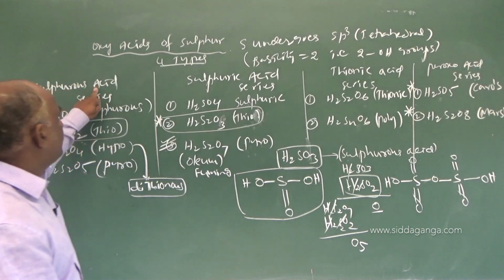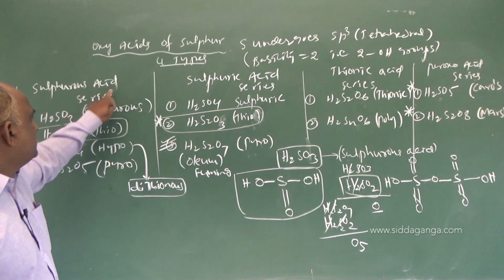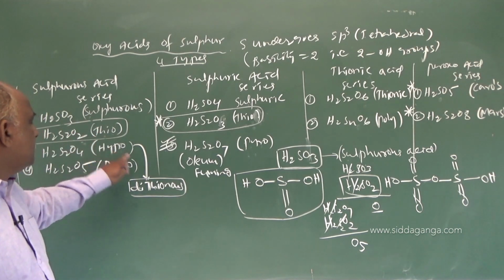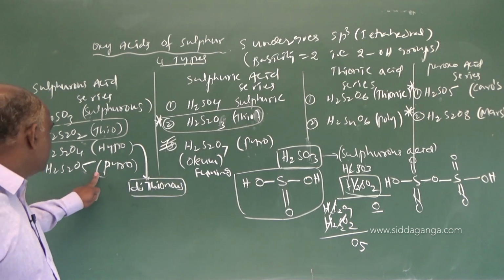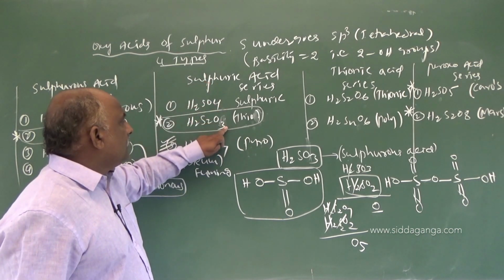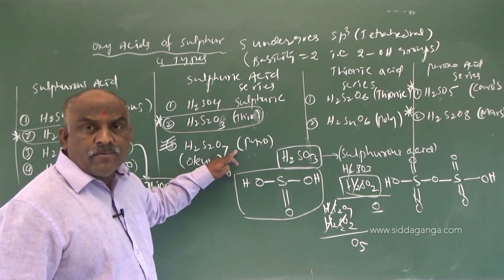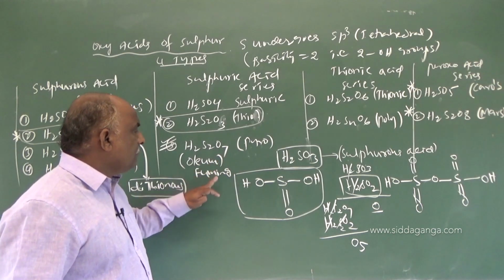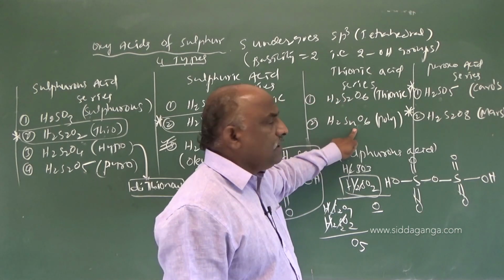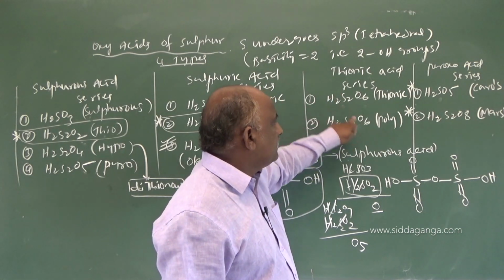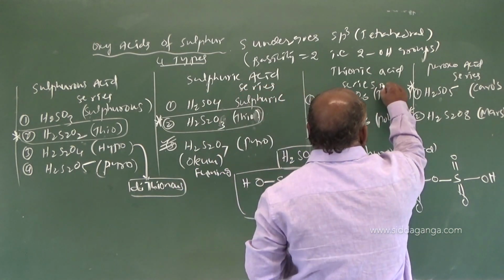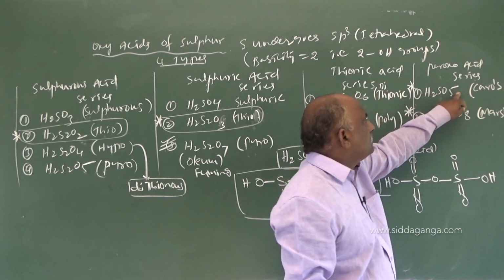So here 4 categories are there. One is the sulfurous acid series: sulfurous acid, thiosulfurous acid, hyposulfurous acid, also called dithionous acid, and pyrosulfurous acid. Going to the sulfuric acid series: sulfuric acid, thiosulfuric acid, pyrosulfuric acid, which is also called oleum or fuming sulfuric acid. Coming to the thionic acid series: dithionic acid and polythionic acid. Then the last category, the peroxo acid series.